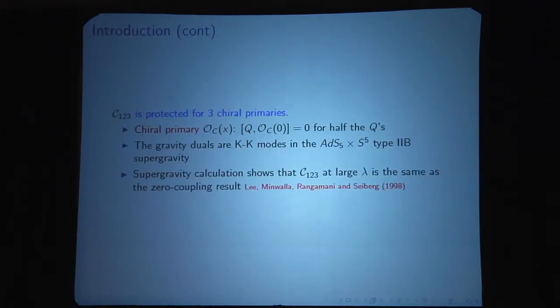Now, more than a decade ago, a lot of work was done on computing these structure constants in the case of three chiral primaries. A chiral primary is a primary, so it's annihilated by the special conformal transformations, but it's also annihilated by half of the Q's. These are dual to KK modes in the AdS5 x S5 type IIB supergravity. A supergravity calculation showed that C_123 at large lambda is the same as the zero coupling result. So it's protected. It stays the same through all values of lambda.